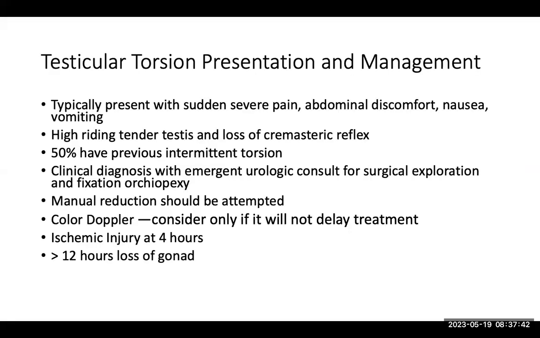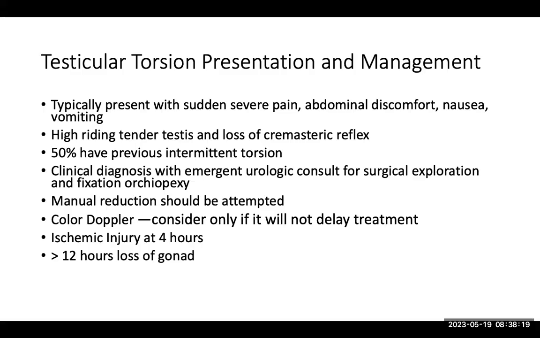And so for treatment, you can try a manual reduction. It may alleviate the torsion. You do this by laterally rotating the testes to try and detorse. This may alleviate symptoms, but they still require urgent evaluation from the surgeon. And then the treatment for this is a surgical exploration and fixation, orchiopexy, typically done on the contralateral side as well, just to prevent this from happening in the future.